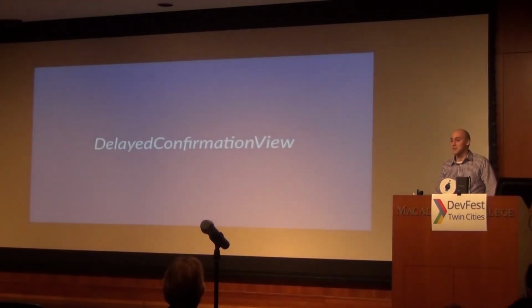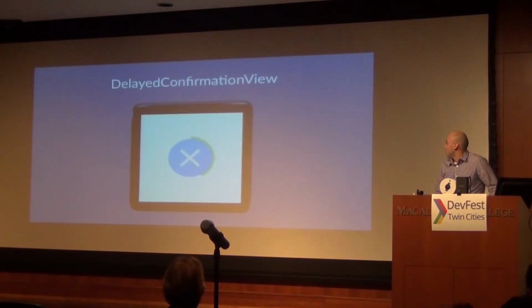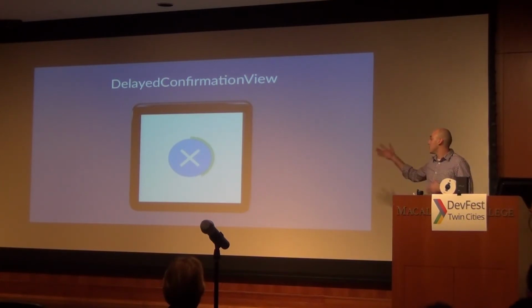So here's where delayed confirmation view comes in. What this does is, instead of just immediately doing the action, you pull up this new button with sort of a countdown timer around it. So it gives you a little bit of time to click on the button and say, I didn't mean to do that.